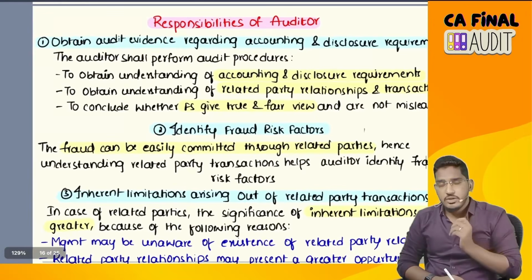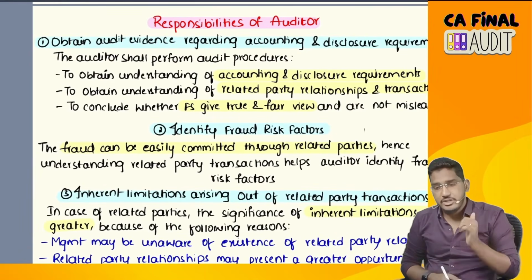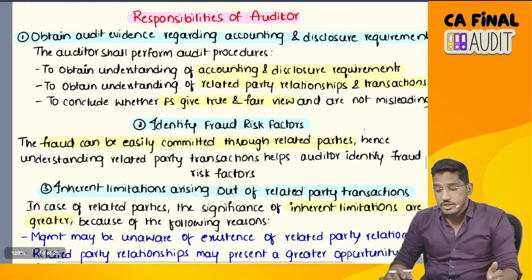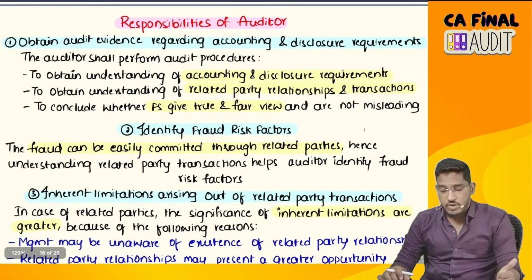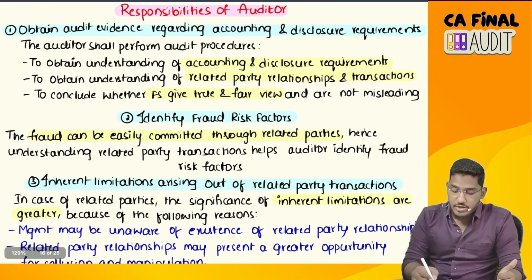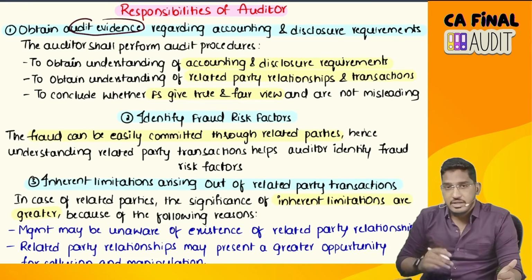Okay, so since we got to know that in some circumstances the risk is very high due to related party transactions, now what are your responsibilities as an auditor? As an auditor, what will be your responsibilities? So as an auditor, you need to obtain audit evidence regarding what?